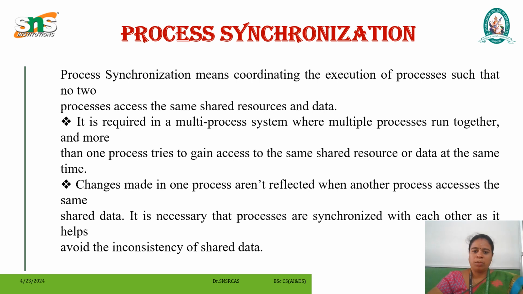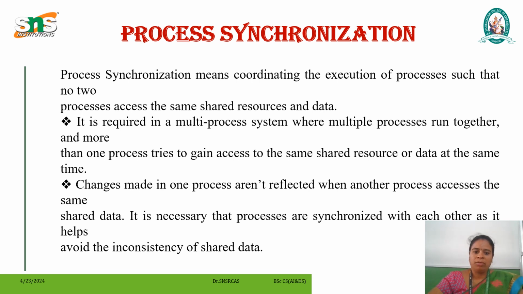Changes made in one process are not reflected when another process accesses the same shared data. It is necessary that the processes are synchronized with each other, as it helps avoid the inconsistency of shared data. For example, a process P1 tries to change the data in a particular memory location. At the same time, another process P2 tries to read the data from the same memory location. Thus, there is a high probability the data being read by the second process is incorrect.